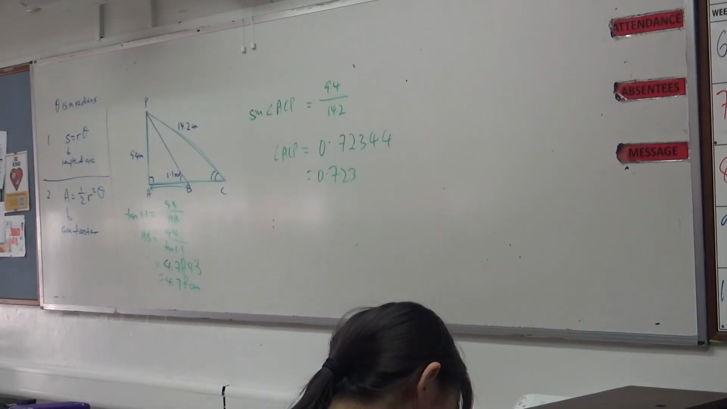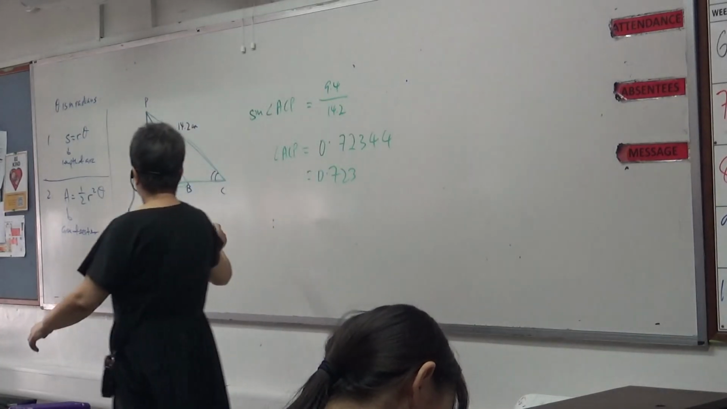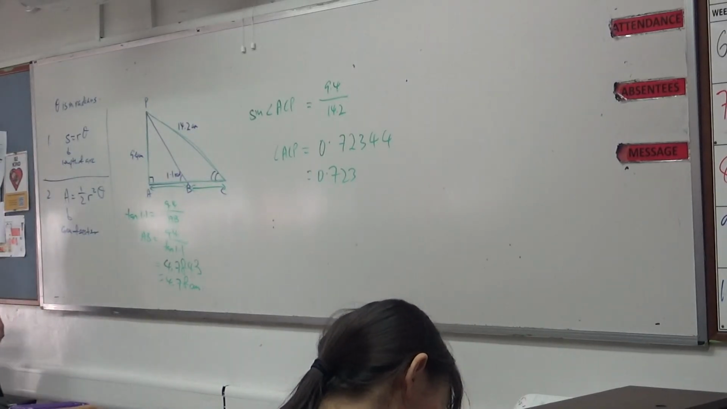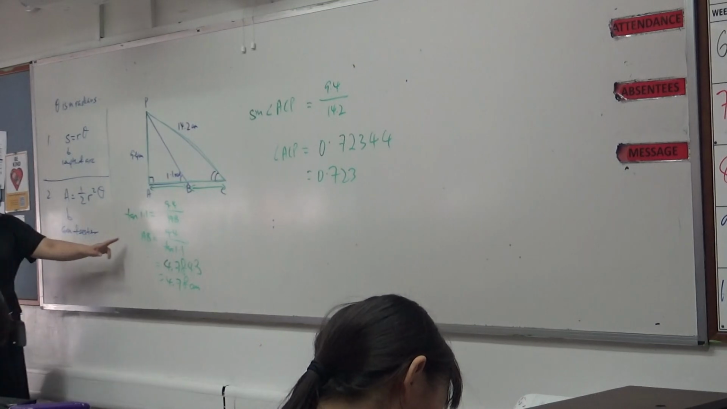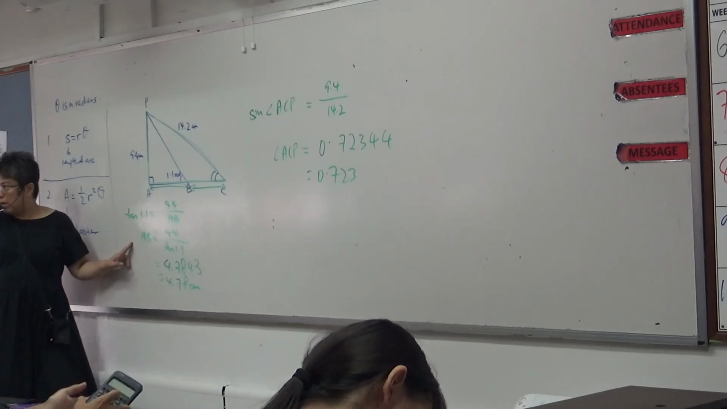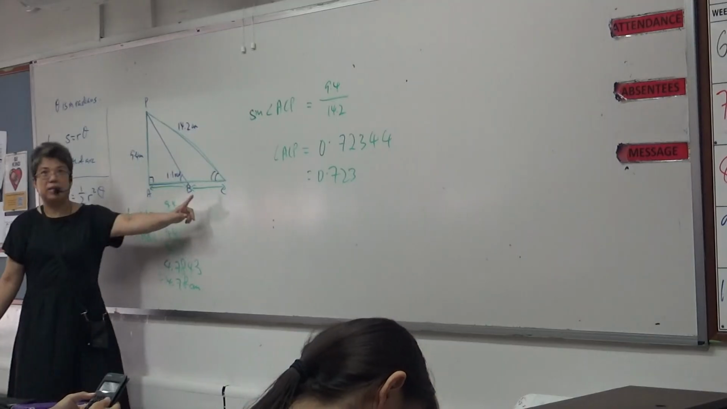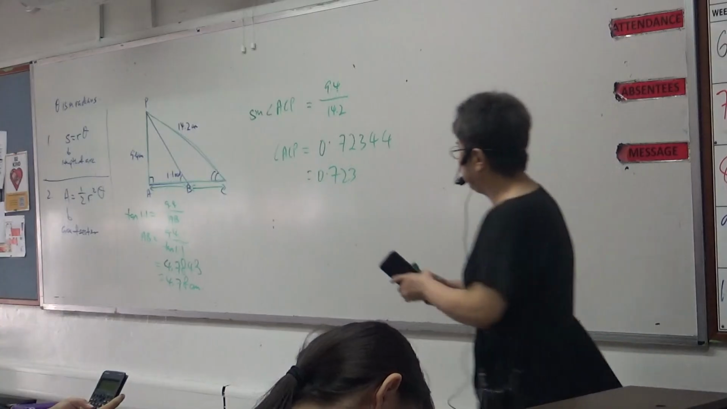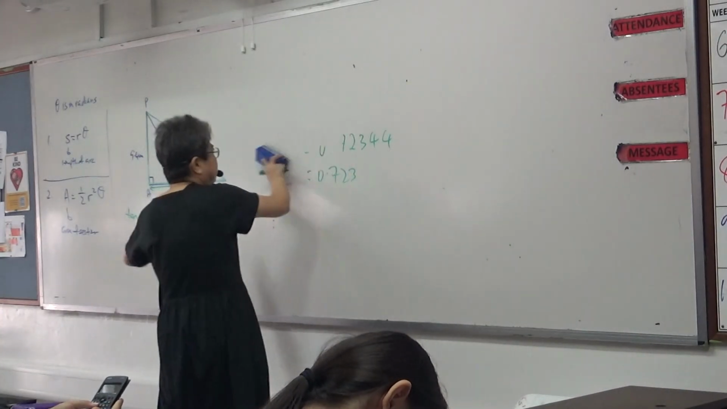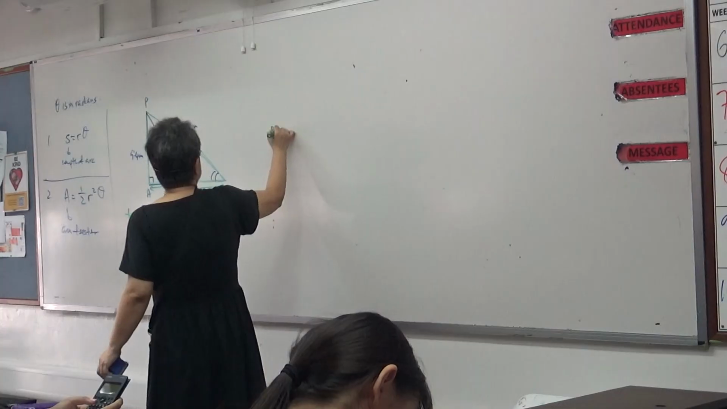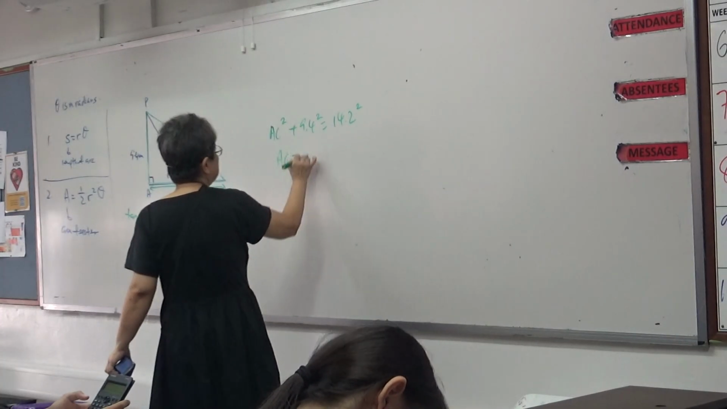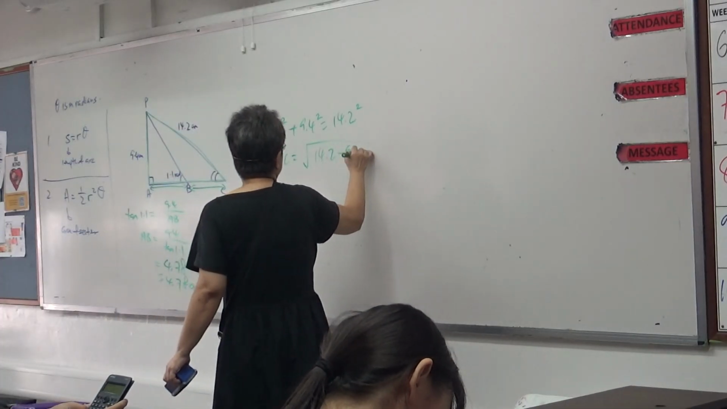Are we alright? Last part, part 3. Find the length of BC. I want to find this length, BC. Now I think it's quite simple. You already know AB, right? You can use Pythagoras theorem, find AC, right? Okay? Now let's work this out. AC squared plus 9.4 squared is 14.2 squared, right? So AC is square root of 14.2 squared minus 9.4 squared.